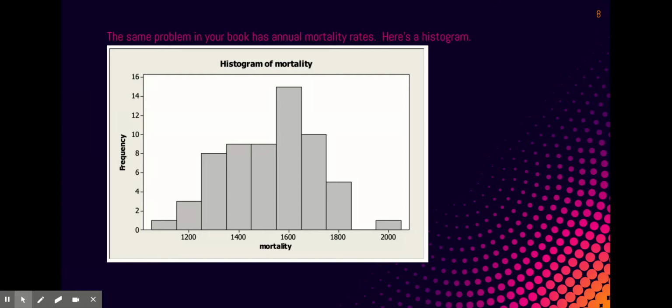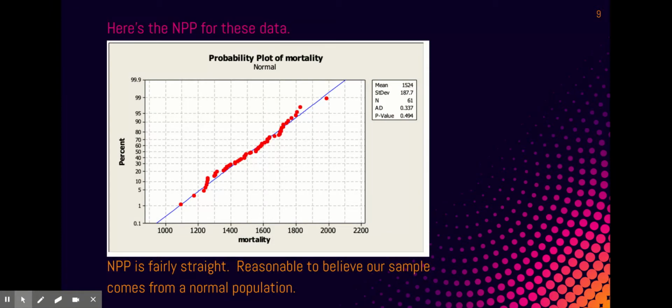Let's look at another problem in our book. It has annual mortality rates, and here's the histogram. If we look at this histogram and we place a tablecloth over it, it will look fairly normal, about normal. Here's the normal probability plot for these data. The normal probability plot is fairly straight, so it is reasonable to believe our sample comes from a normal population.